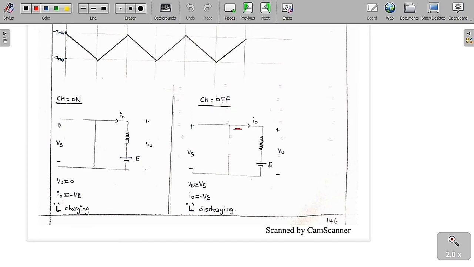Whereas when the chopper is off, the diode is going to conduct. So the output voltage is equal to the supply voltage and the current will be negative, and the inductor is going to get discharged. The current in the inductor is going to decrease. Actually the current is going to flow in this manner, but we have taken current in this direction, so it will be negative current. So it will be discharging.